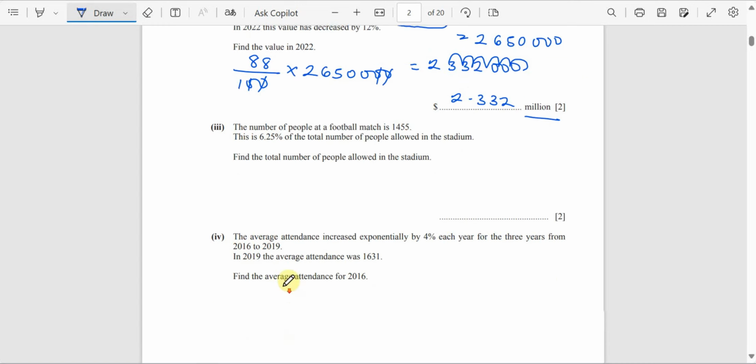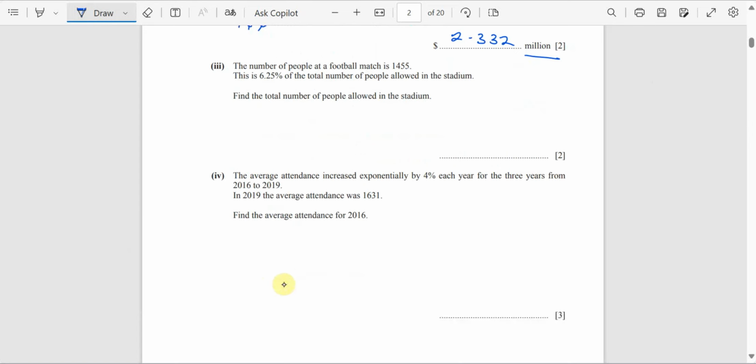All right. The next question. The number of people at a football match is 1,455. This is 6.25% of the total number of people allowed in the stadium. Find the total number of people allowed in the stadium.